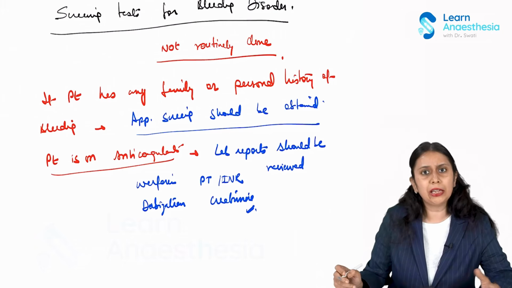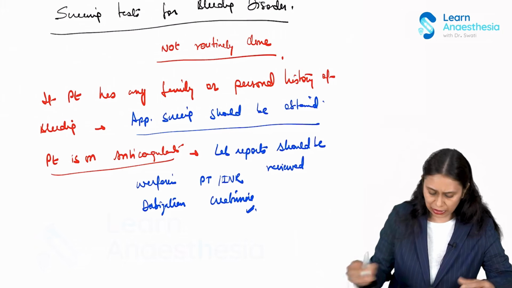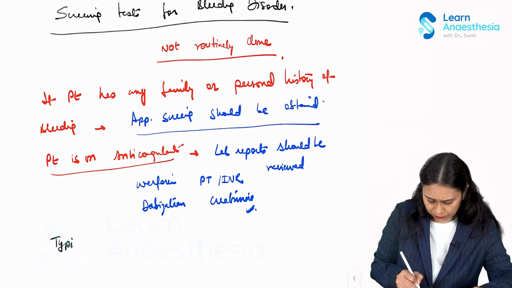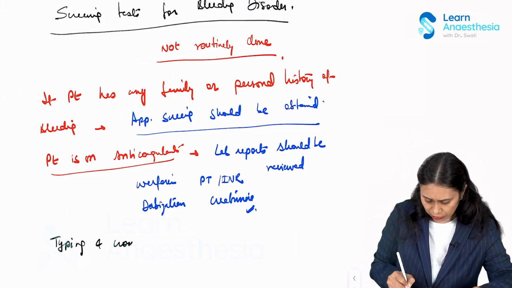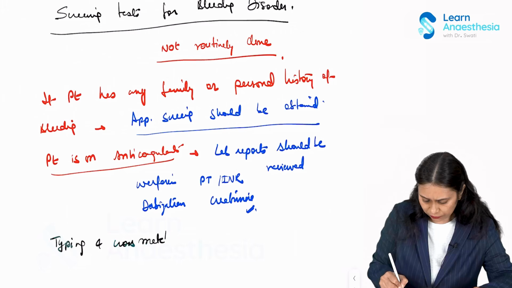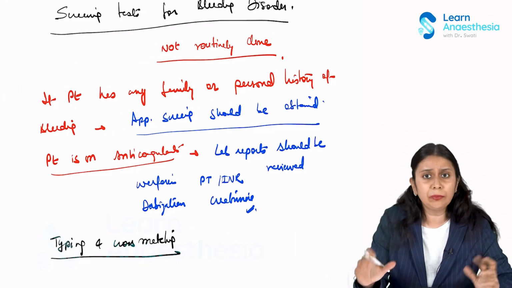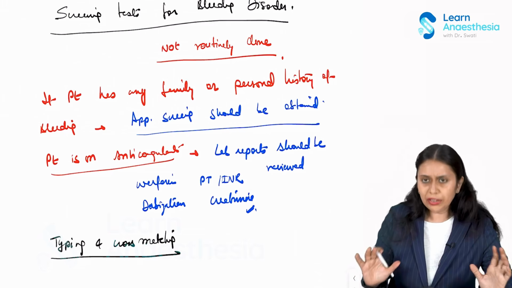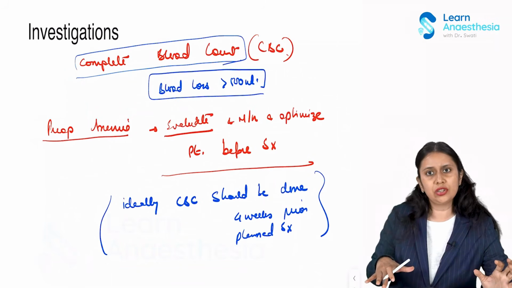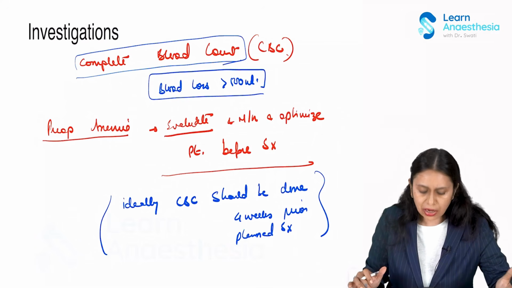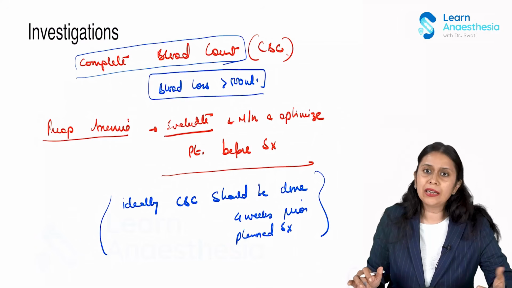Then we get a typing and cross-matching of the patient's blood done, right? So, these are the investigations which would help us in perioperative blood management. Now, if in the investigation in the pre-anesthetic checkup, my patient is diagnosed with anemia and iron deficiency.